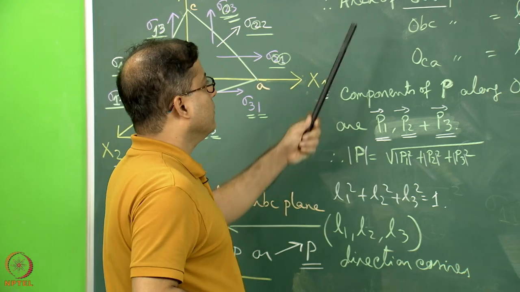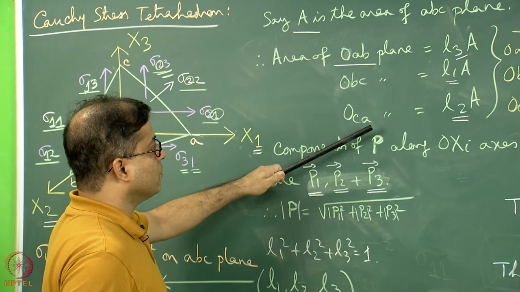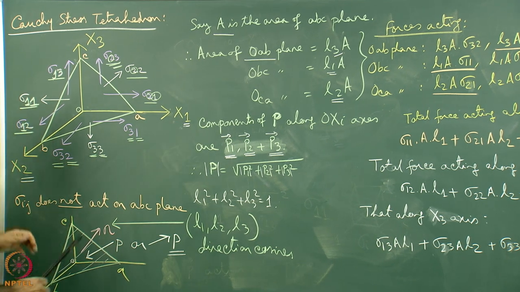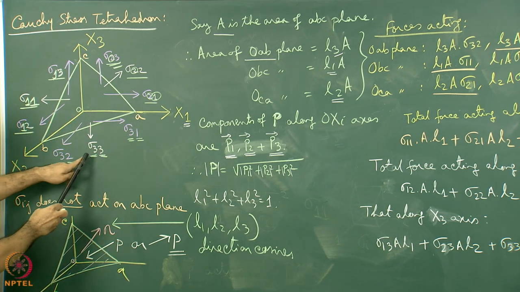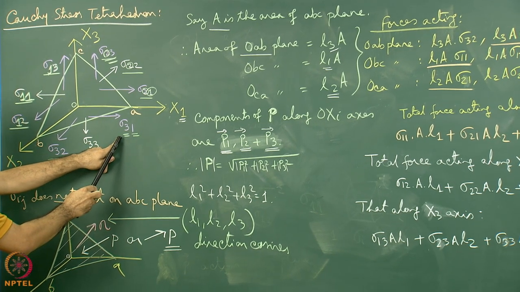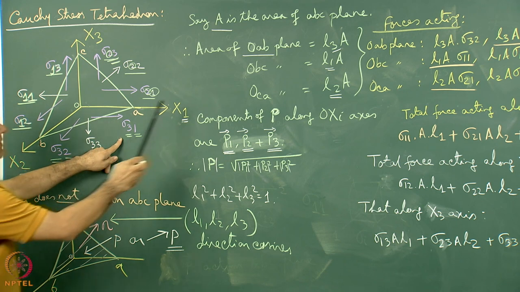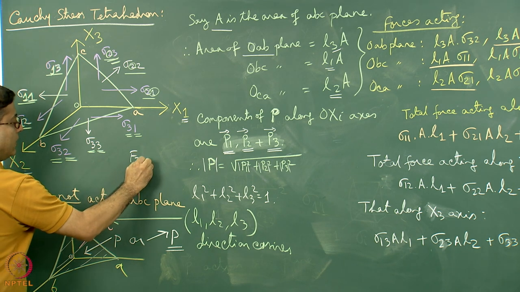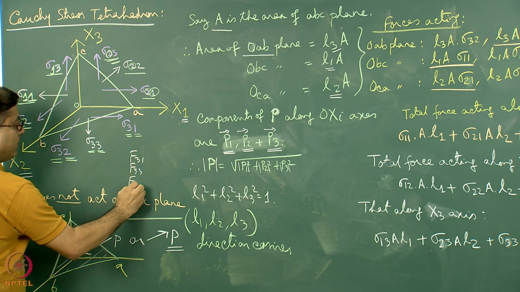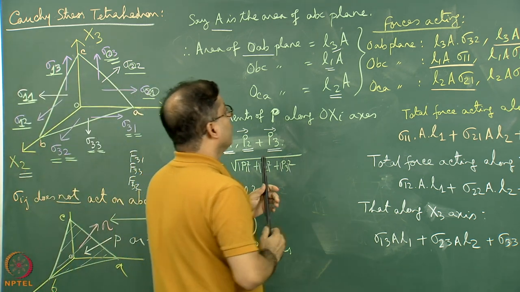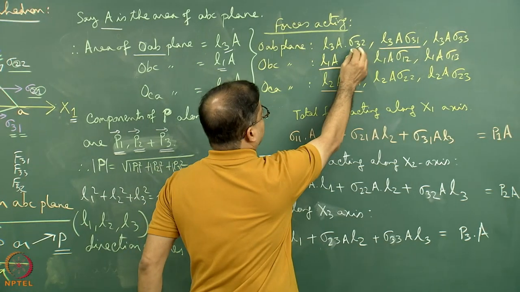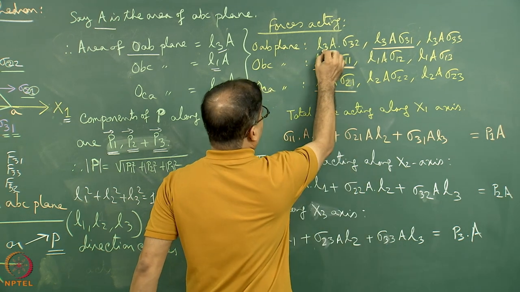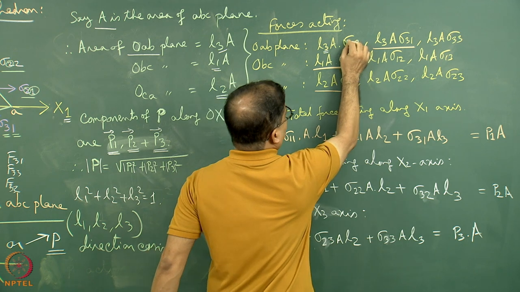Now, from the areas of these planes that is understood, how much are the forces acting on the OAB plane, OBC plane and OCA plane? On the OAB plane, sigma 32, sigma 33 and sigma 31 are acting. If I multiply by the area of OAB, that means L3A, I will get the force that is acting. That means I will be getting F31, F33 and F32, and that is what has been done here. We have multiplied L3A and I get L3A sigma 32, L3A sigma 31, L3A sigma 33. What is the common thing here? When it is 3, it is over here 3 and 3 is always the first suffix.